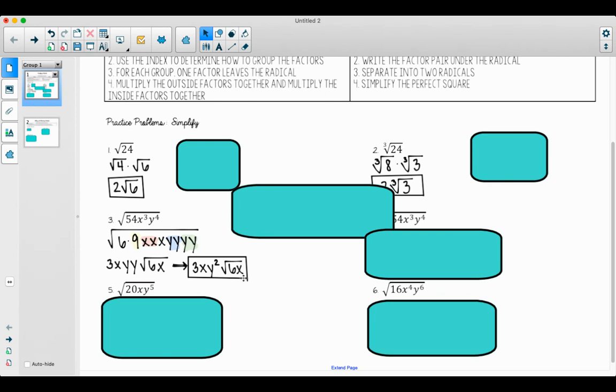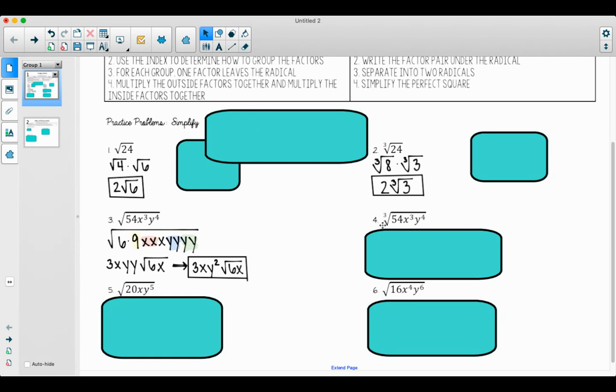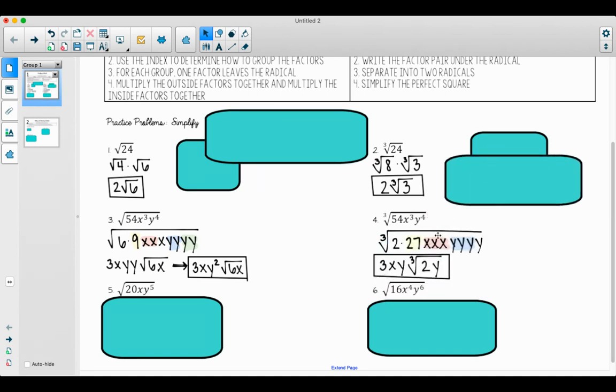So once again here, you can do that division with the remainder method, or expand it out and look for those groups depending on your index. So 2 different methods as well. In practice problem number 4, very similar, but now my index is 3. So instead of 6 and 9, I'm looking for that perfect cube. So that's going to actually be 2 and 27. I rewrote it, and then I have 3 x's and 4 y's.